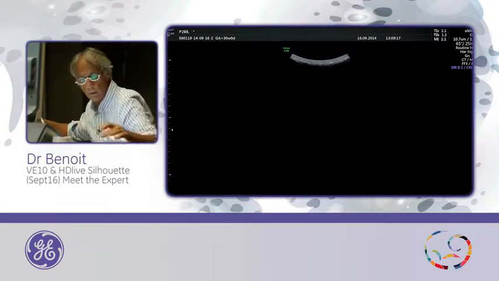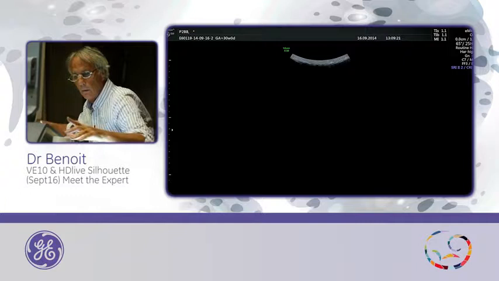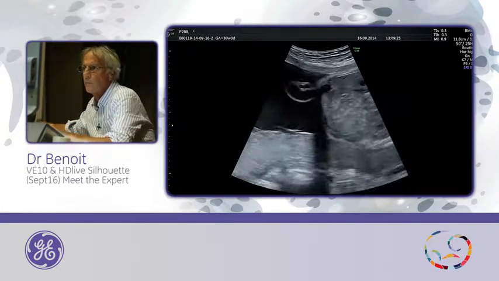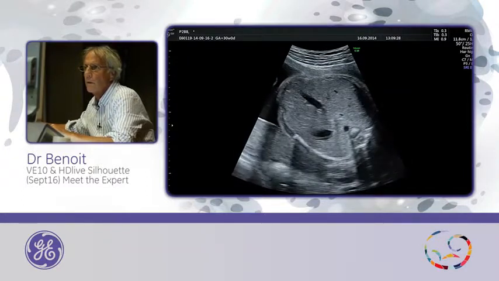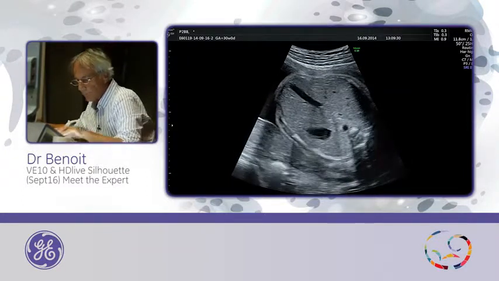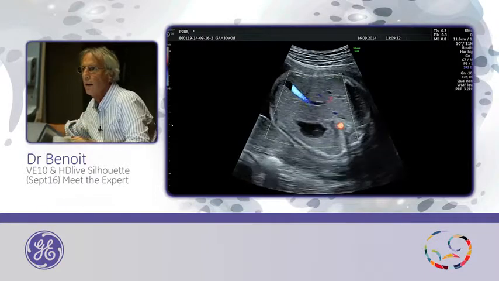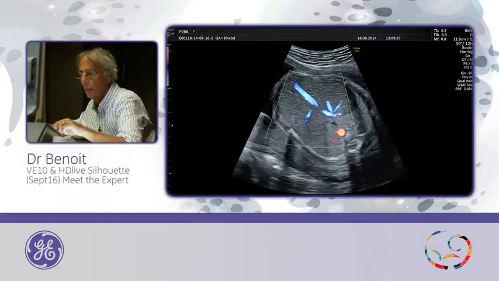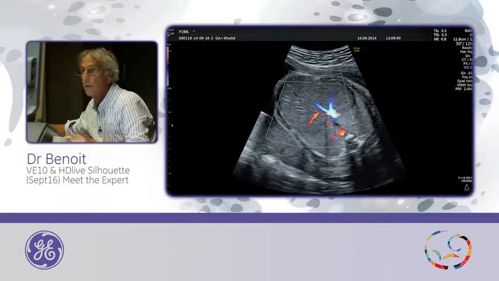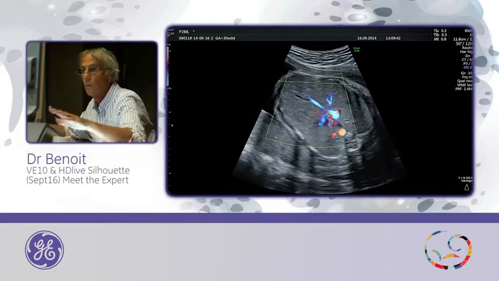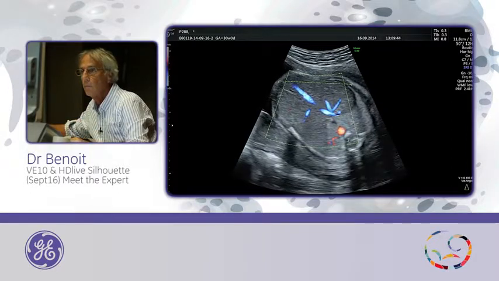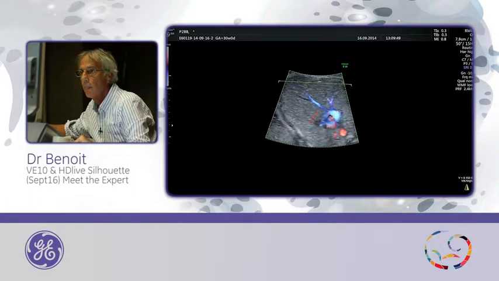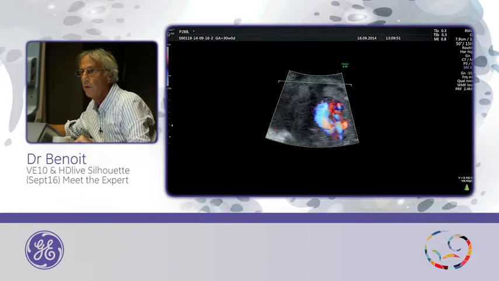If the baby is not moving, I will show you something nice: the vascularization inside the abdomen. Okay, so this is a portal vein, color Doppler. And start 3D, with glass body. Start.